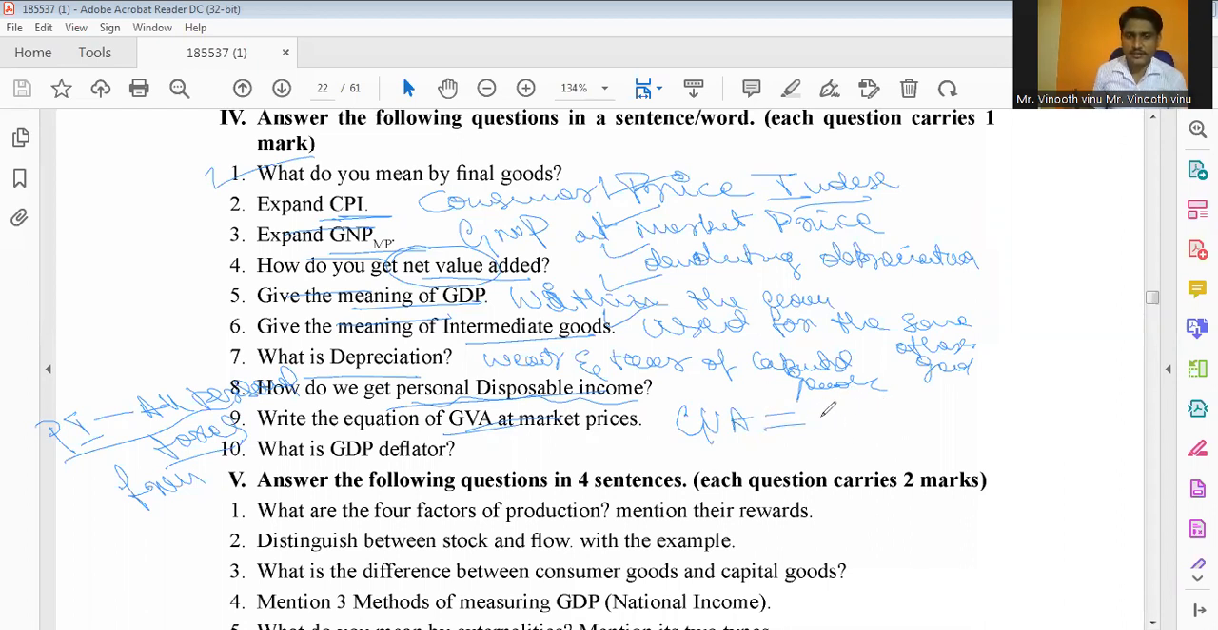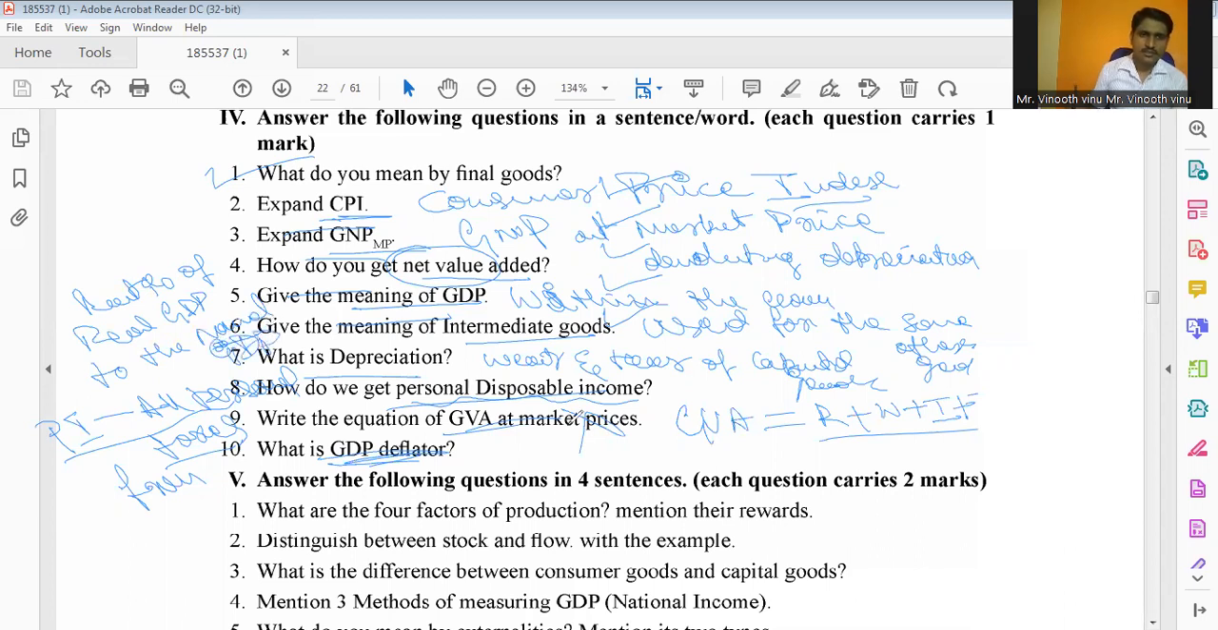Gross value added. Rent, wage, interest, profit, factor payment. Next, GDP deflator. This is important. GDP deflator is the ratio of nominal GDP to real GDP. Okay. Next.